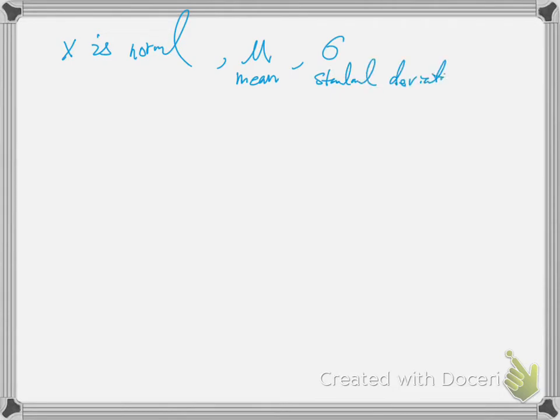In case 2, you are given the letter X. Now we know X is normal, and then mu is given and sigma is given. Mu is the mean of this variable, and sigma is the standard deviation. These two numbers will be given. Now let's look at an example.